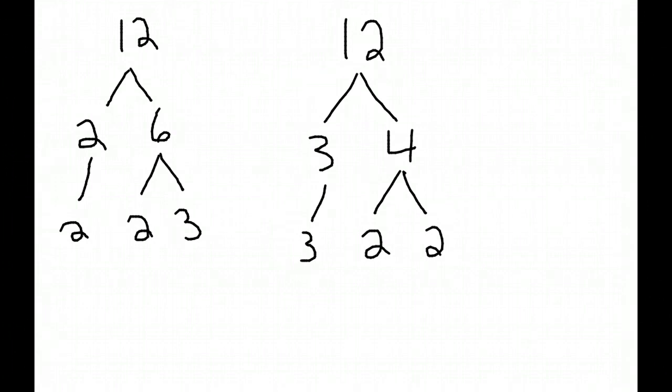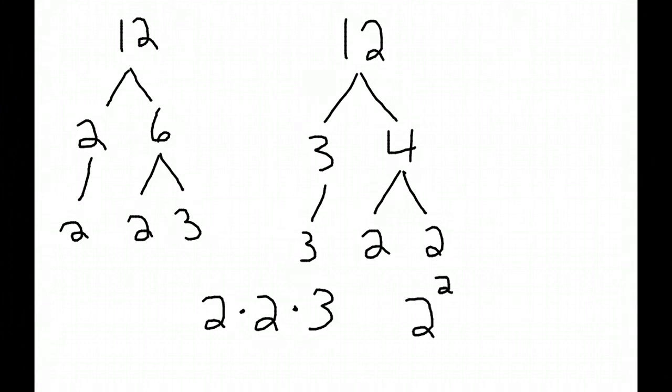Now in order for us to compare the answers easily, what we do for our final answer is we write the numbers in order, smallest to largest. So I would say 2 times 2 times 3. Or an even more concise way to write it would be to say 2 to the second, because there's 2 of them, times 3. Either one of these is acceptable for your final answer.